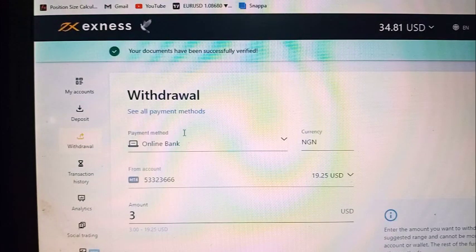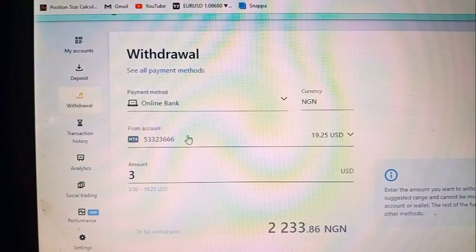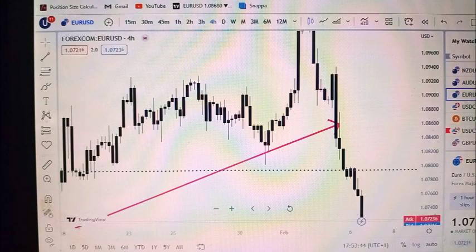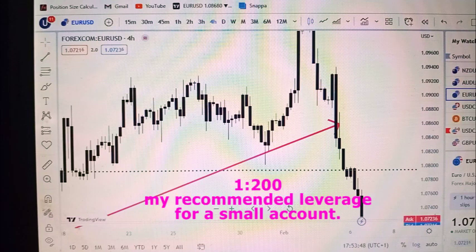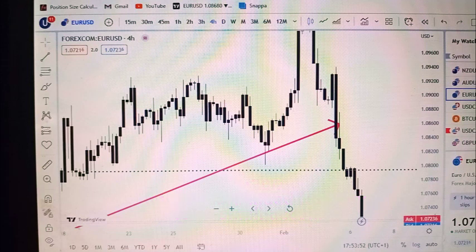But I'm not withdrawing because I have to wait till the end of the week to see how much I have gathered all through. So that's by the way. Get a good broker. Use a leverage of 1 to 200, 1 to 400, maximum 1 to 500. But I recommend for my students and those that have been trading with us, we use 1 to 200.